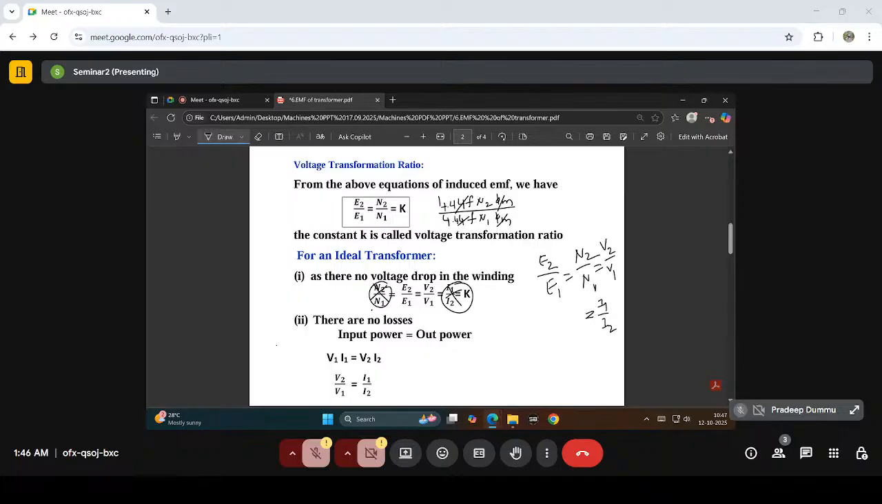Two formulas. What are the two formulas? E2 by E1 is equal to V2 by V1. No voltage drop. No power losses. Input power is equal to output power. Then V2 by V1 is equal to I1 by I2. These are the standard formulas related to the EMF equation of a transformer. Clear all of you?